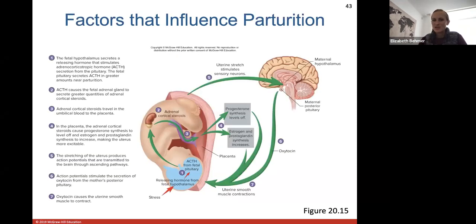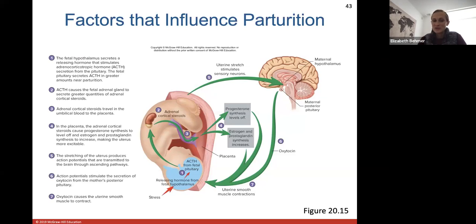Factors influencing parturition. So what makes a woman go into labor? The fetal hypothalamus will actually release a hormone that stimulates ACTH secretion from the pituitary. The fetal pituitary secretes ACTH in greater amounts during or closer to delivery. ACTH will cause the fetal adrenal cortical glands to secrete greater quantities of adrenal cortical steroids, which will travel through the umbilical cord through the umbilical blood to the placenta. And in the placenta, these fetal cortical steroids cause progesterone synthesis to level off and estrogen and prostaglandin synthesis to increase. And this will make the uterus more excitable.